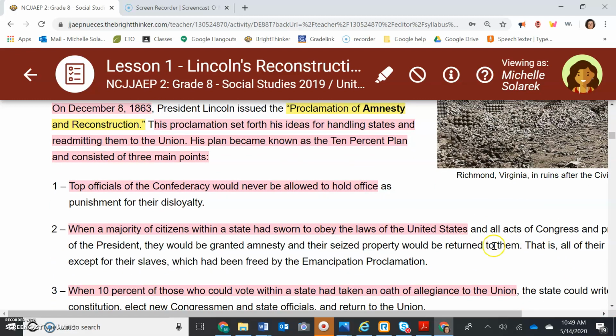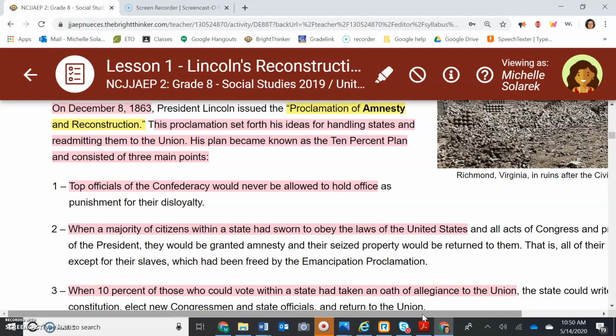And now you should be writing down for number 6, Proclamation of Amnesty and Reconstruction. And again, the answers are in yellow for you. So let's take a look at the Proclamation of Reconstruction. What did it say? It said, 1, top officials of the Confederacy. So there was the Union and the Confederacy. The Union was the North, the Confederacy was the South. So if they were from the South, the top officials could never be in office again. So if you fought from the South, since the South lost, you could never be in office.